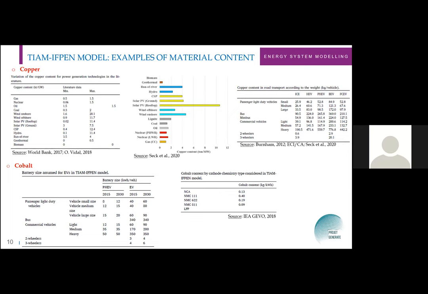In the same way, we did the cobalt content for different cathode chemistry types, so NCA, NMC, and LFP, and we define different sizes of battery that we obtained from another project which has been done at IFPEN for the ADEME.